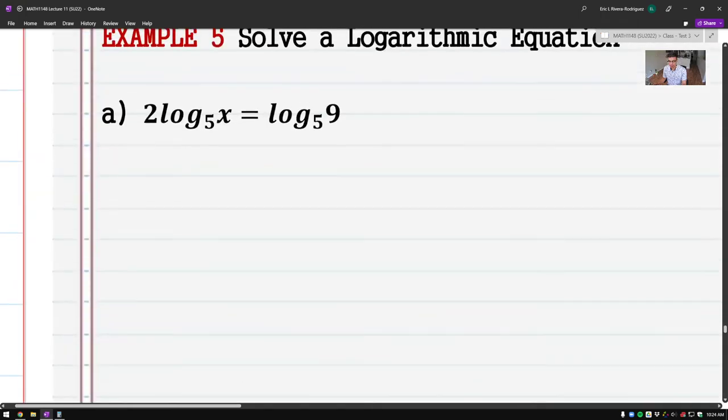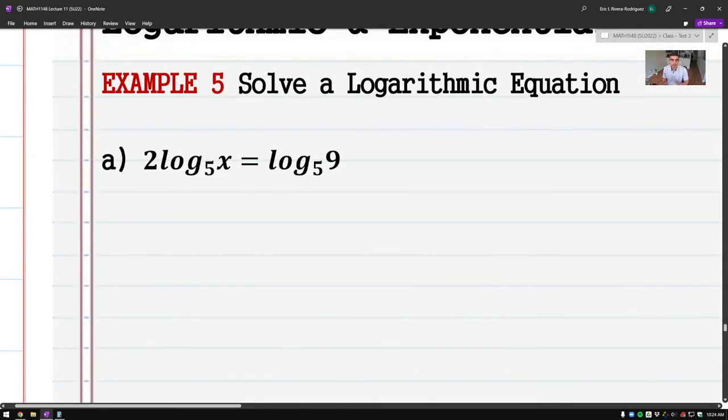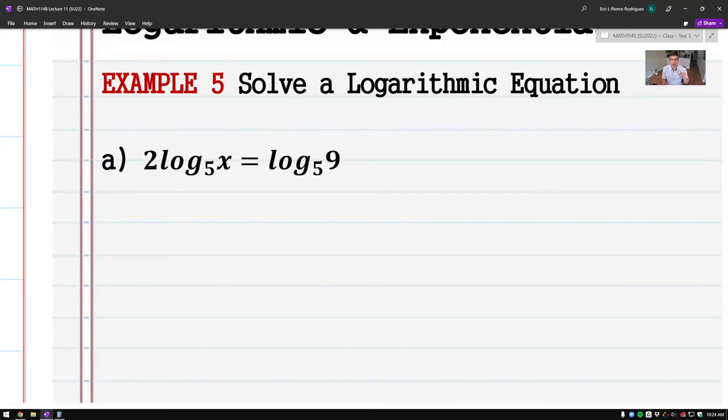All right. So we need to solve this logarithmic equation. We have two logarithmic functions. Both have the same base. That means that we can use the properties that we just saw, okay? So how are we going to use those properties? Well, I want to combine these two logarithmic functions into just one logarithmic function so I can solve for x, okay? So that is our goal here first. Combine the logarithmic functions with the same base.